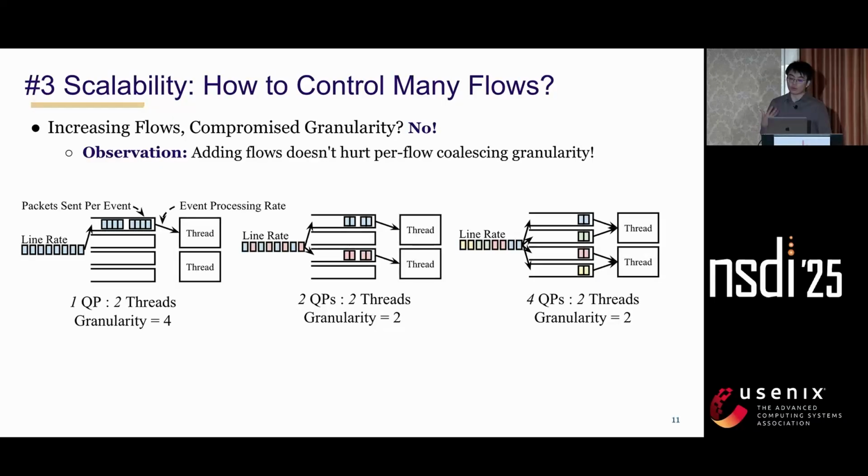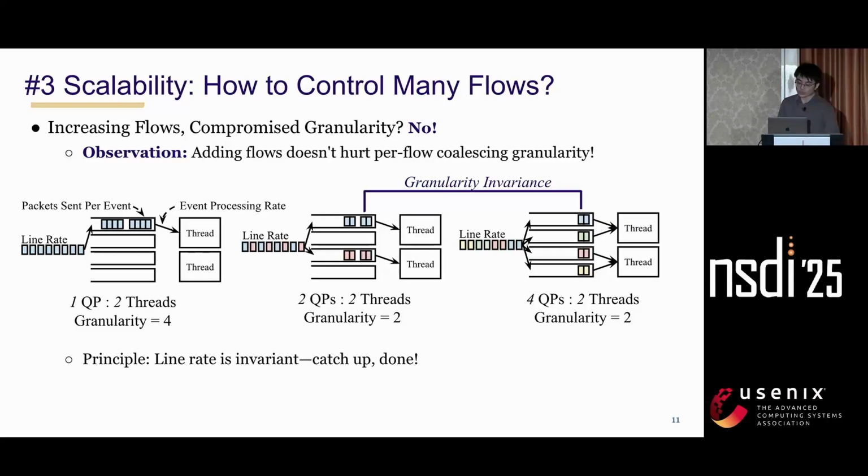Now we increase to 4 flows. Now the flow number is more than the number of threads. 2 flows will share the same processing rate. Although we have more flows for each thread, the arriving rate is still the same as in the previous case, so the granularity is still 2. We call it granularity invariance. The principle is simple. Because the line rate is invariant, if we can catch up with the line rate, good, we are done no matter how many flows increase. The granularity invariance principle provides scalability guarantees for per-flow processing.